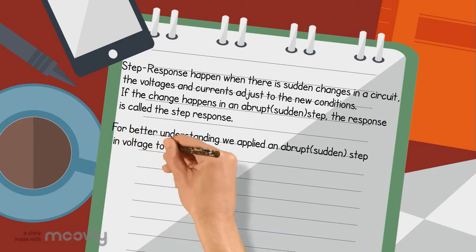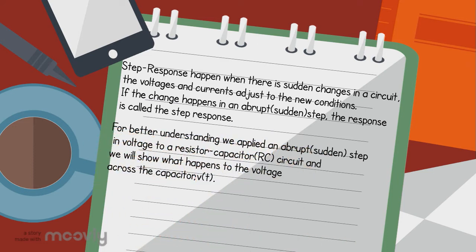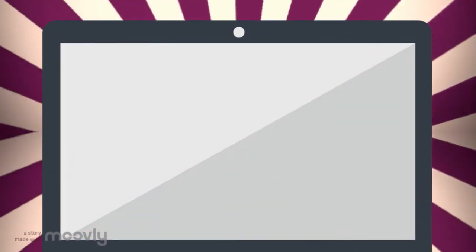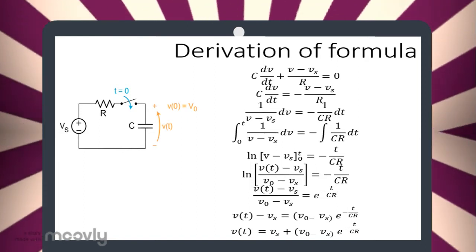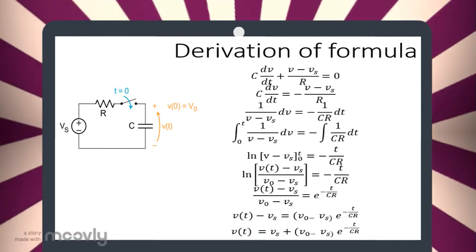For better understanding, we have applied an abrupt step in voltage to a resistor-capacitor circuit, and we will show you what happens to the voltage across the capacitor. Before we show you what happens to the circuit, we must understand the formula first. This is how we derive the formula of the step response of an RC circuit.